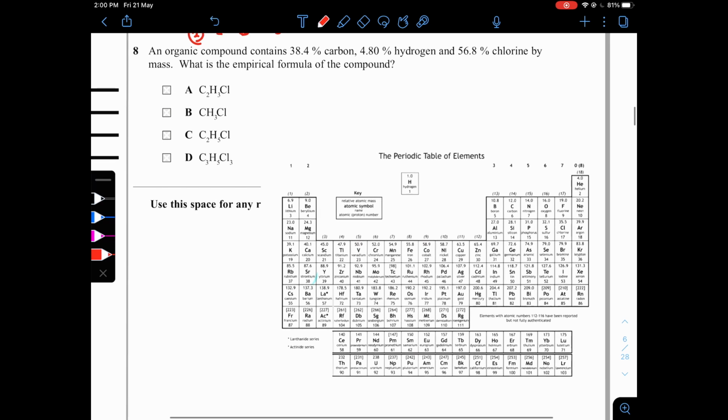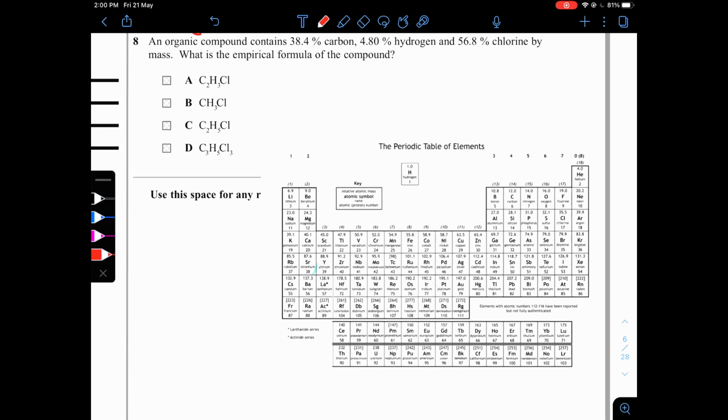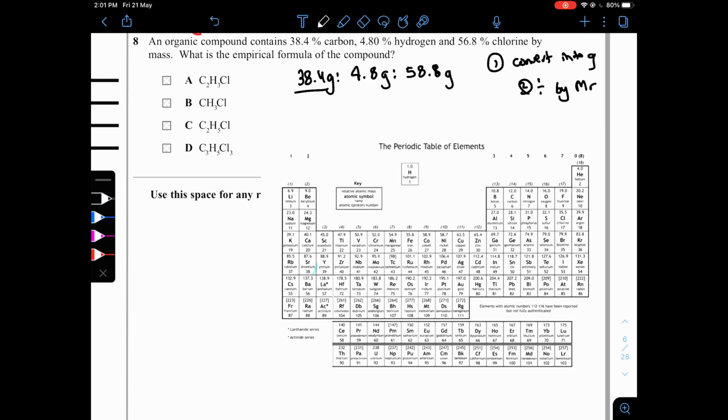Okay. Question number 8. An organic compound contains 38.4% carbon, 4.8% hydrogen, and 56.8% chlorine by mass. What is its empirical formula? So the way we do it is we convert this percentage into grams because they all add up to 100. So we get 38.4 grams, then 4.8 grams, and 56.8 grams. The first step is to convert into grams. Second step, we divide by MR, the molecular mass.